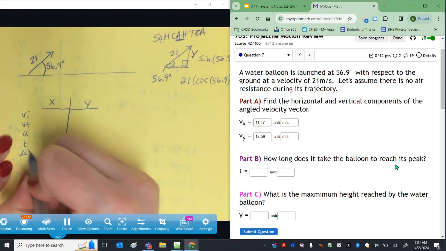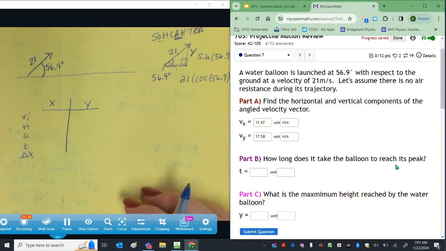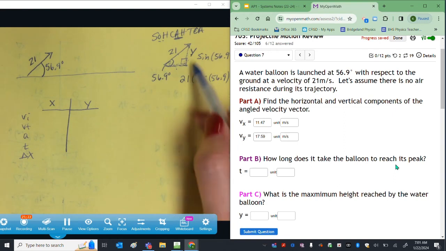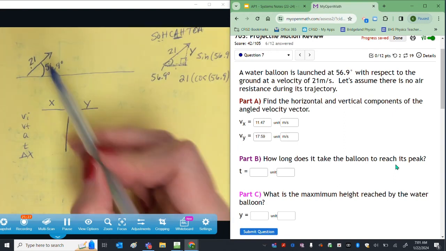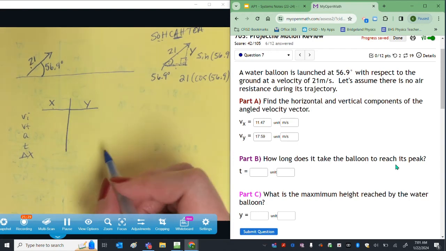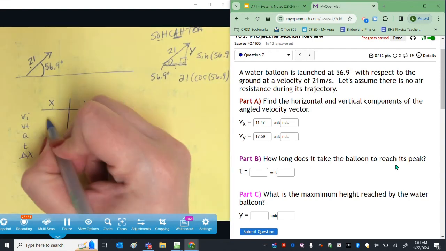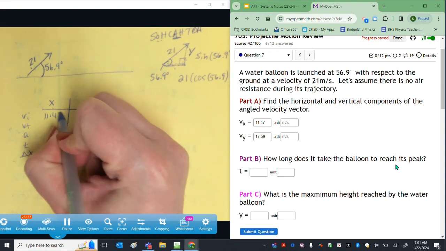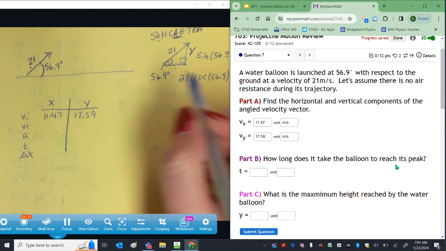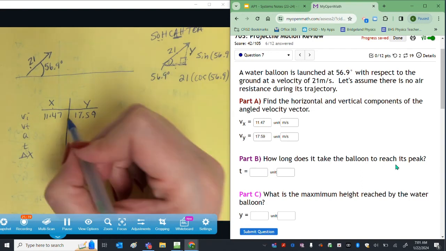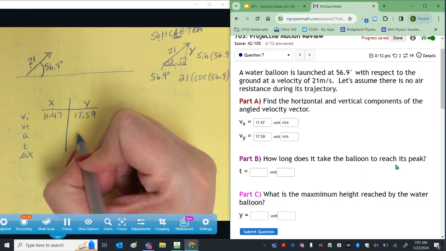We're going to go ahead and label some things. Again, when you do find the components, that's what goes in here. Don't put the 21. You're going to put the X component, which was that 11.47. You're going to put the Y component, which was the 17.59, as the initial. And we're looking for how long it takes to reach the peak.